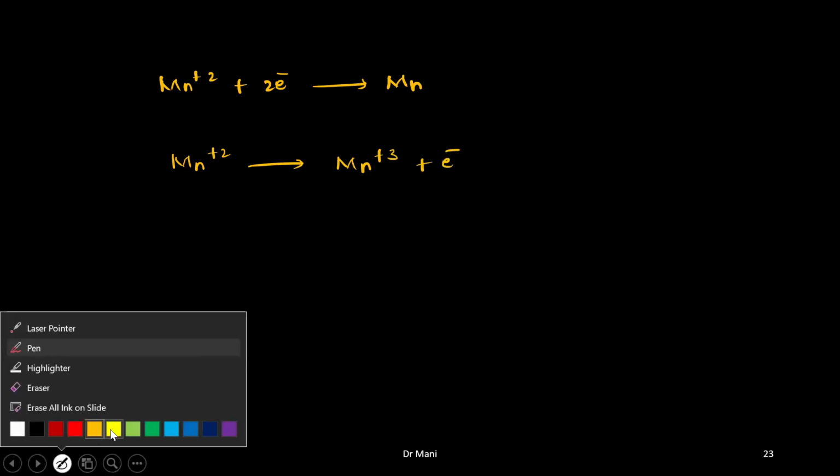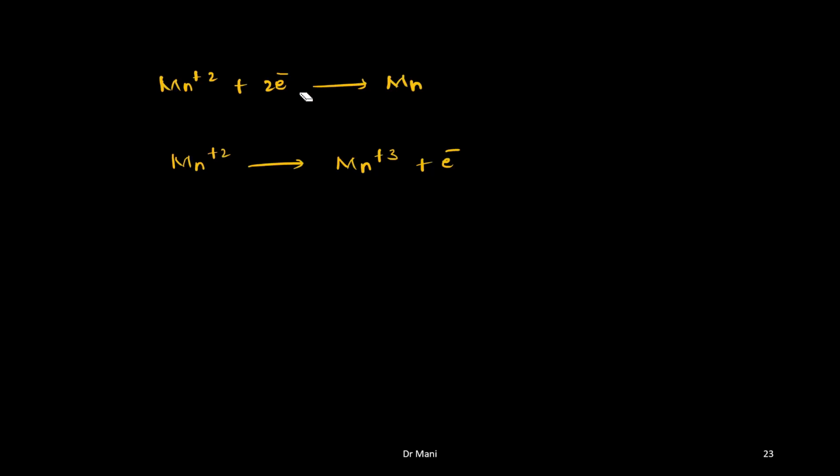Remember, you are adding the electrons before the reaction. That means you are adding electrons to this reactant, so this will be a reduction process. And here, this is the reactant. The reaction has happened, and after the reaction, it has liberated the electrons, so this will be oxidation. Oxidation means the giving or losing of electrons. Reduction means the addition of electrons.